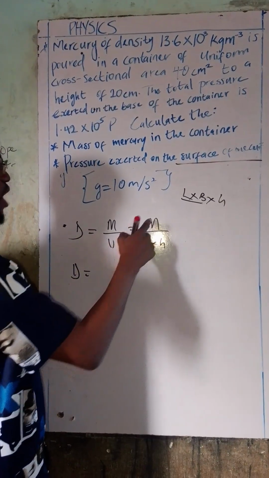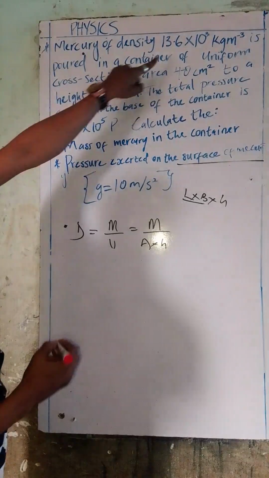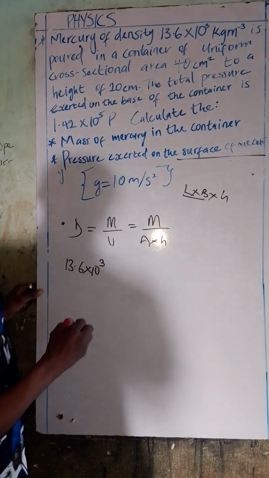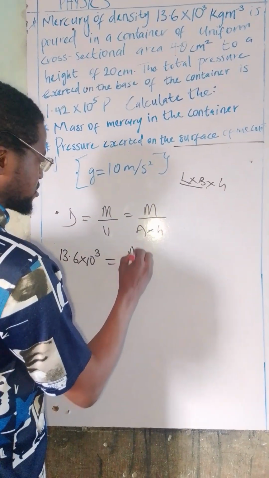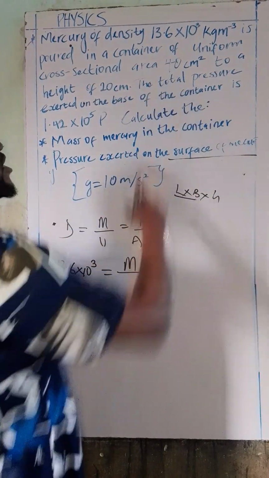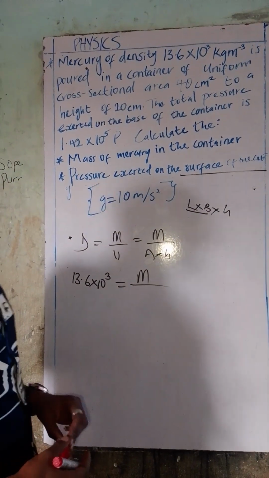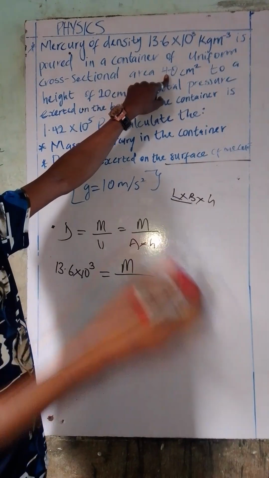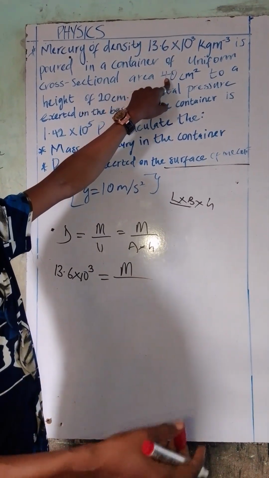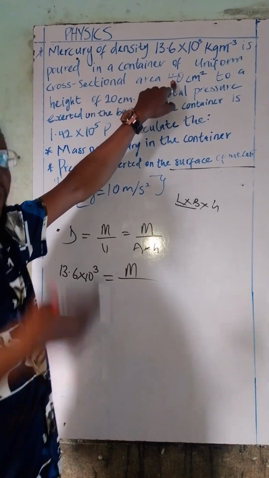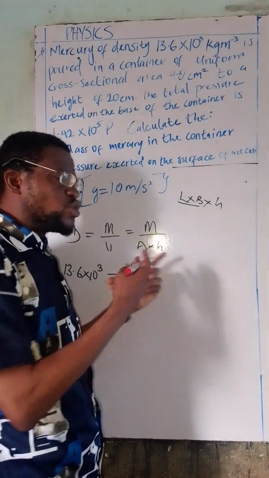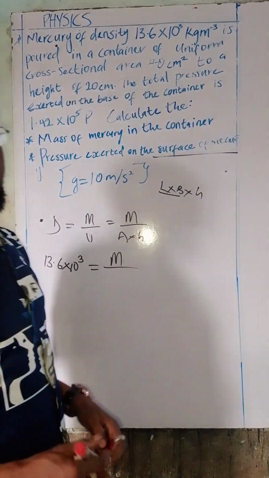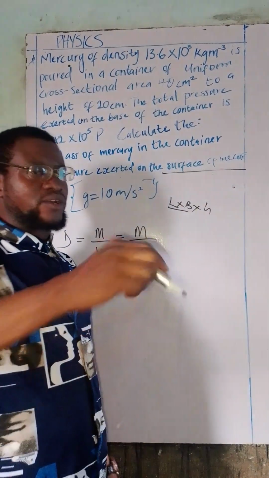Our density is equal to mass over volume. The value for density is 13.6 times 10 raised to power 3, equals mass over, and our area is 40 centimeter square. We need to convert it to meter, so it's going to be divided by 100 two times. Divide by 100 the first time, that is one length, then divide by another 100 because area has to do with two lengths. So let's do that now: 40 divided by 100 and then divided by another 100.